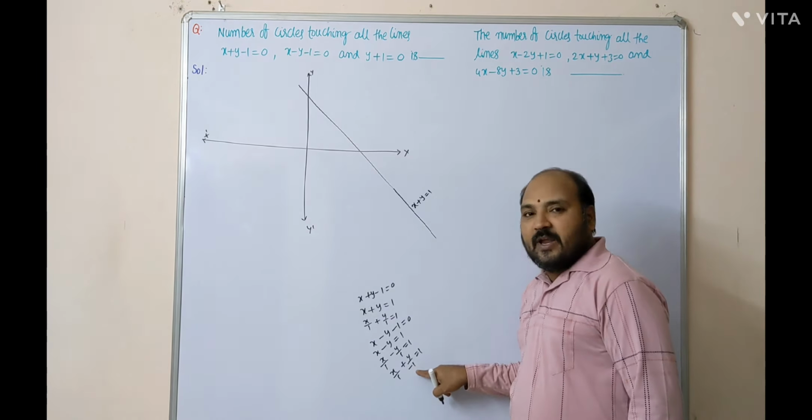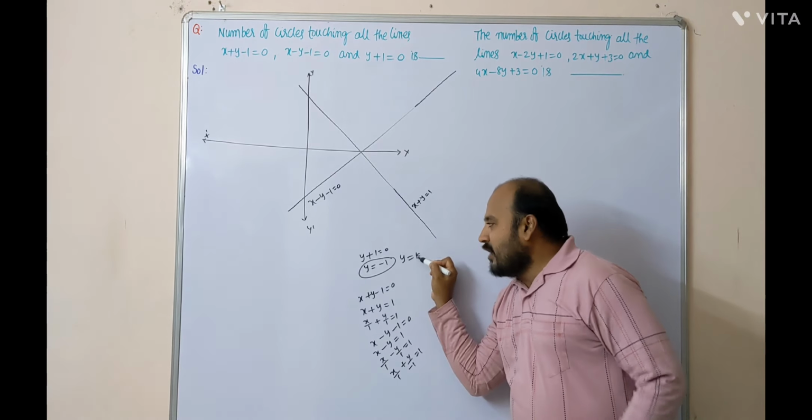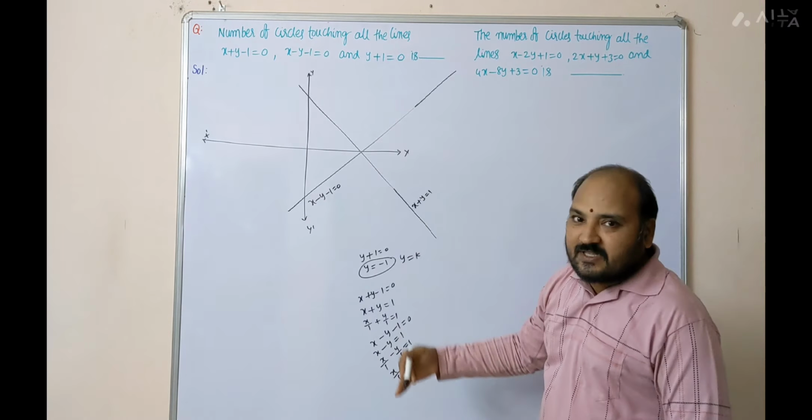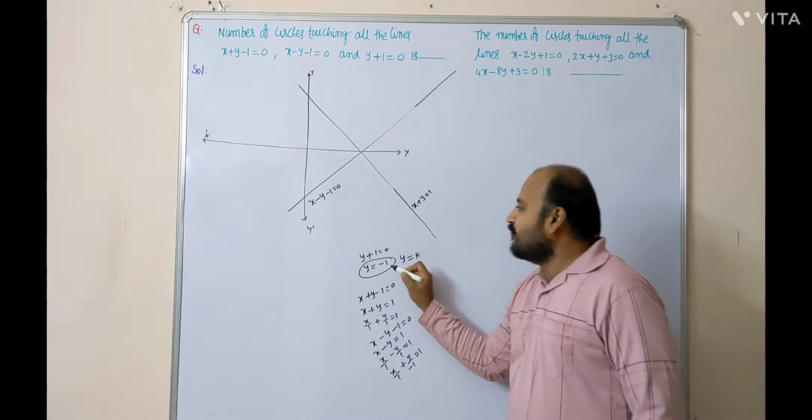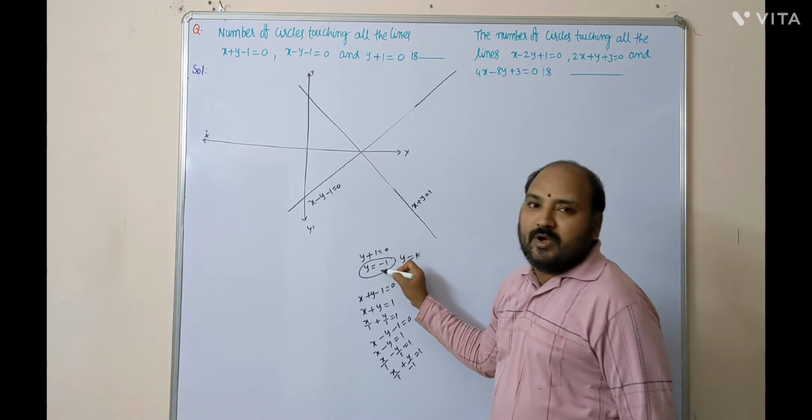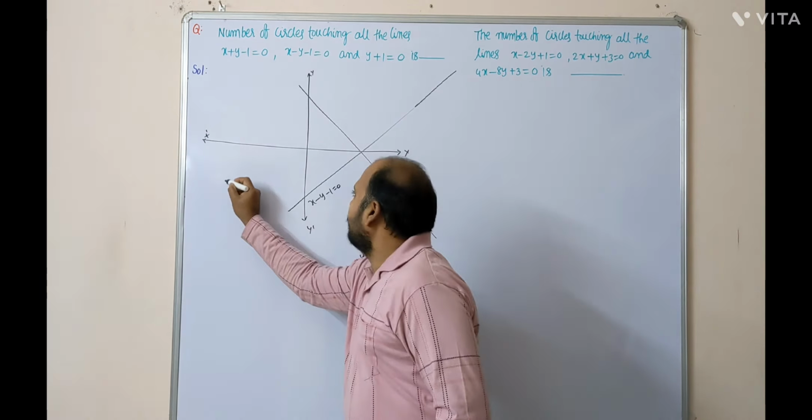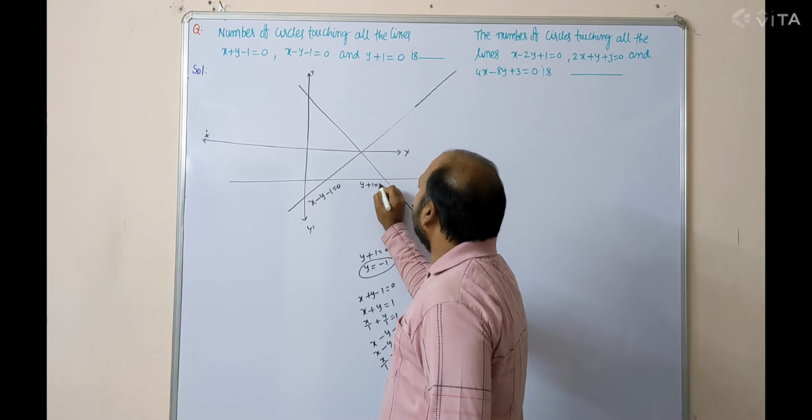One more equation is given now: y plus 1 equal to 0, which means y is equal to minus 1. It is in the form y is equal to k or minus k. The line y equal to k is always parallel to the x-axis. If k is negative, it lies below the x-axis; if k is positive, above the x-axis. Here y is equal to minus 1, parallel to the x-axis and below it. So this is y plus 1 equal to 0.